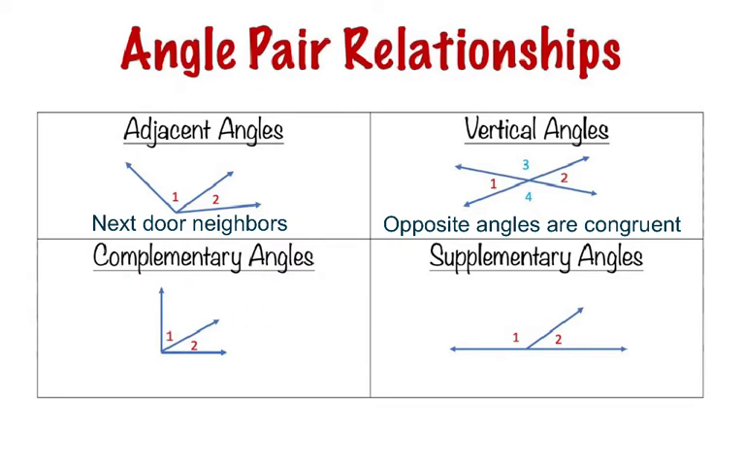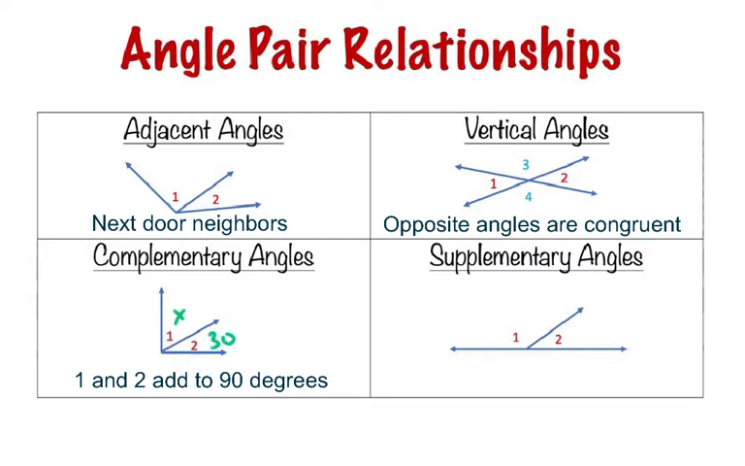Complementary angles are made up when you have a right angle that is cut by another line. So this right angle makes an L shape, and it's cut by this line into two angles. The rule about complementary angles is that any two angles in a right angle are called complementary. Since angles 1 and 2 make a right angle, they add to equal 90 degrees.